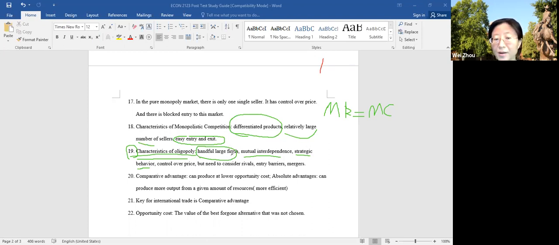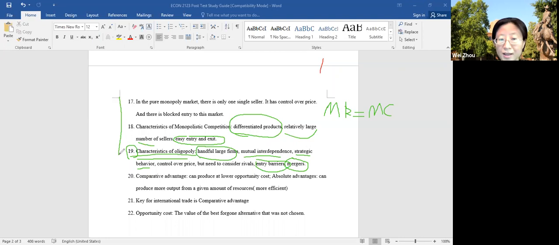And how can there be only a handful of firms in this market? They have to have a certain way to block other firms from coming in. However, because there are only a handful of large firms, when they combine together, they can act as a pure monopoly. So in that case, they have incentive to merge. But again, since they're not only one firm, there's a high chance they can cheat on each other and break that merger. All right, so that is the four market models.